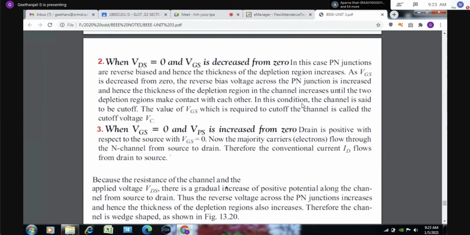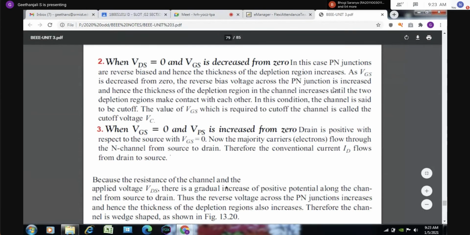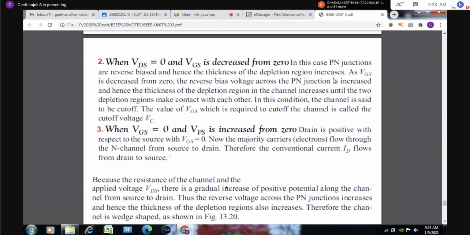In the last case, the depletion region was very thin. In this case, the PN junction is reverse biased, hence the thickness of the depletion region increases. It is opposite to the previous case. In the previous case, the thickness of the depletion region decreased. Here, the thickness of the depletion region increases.